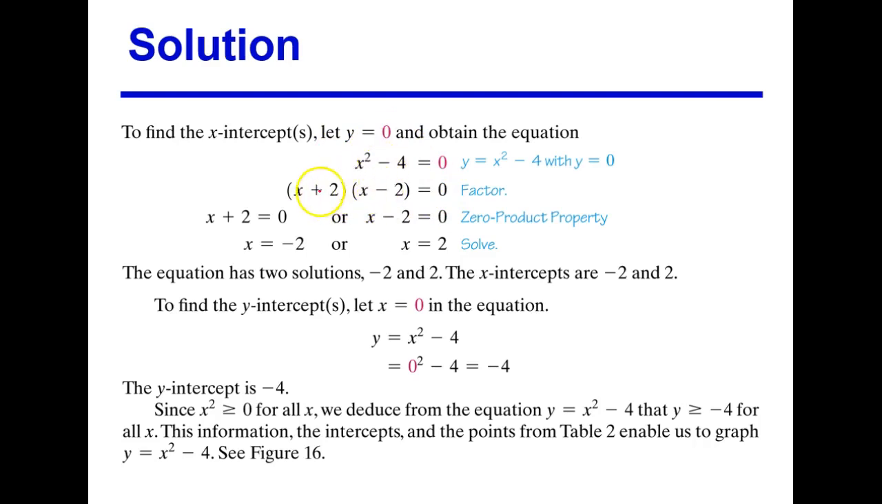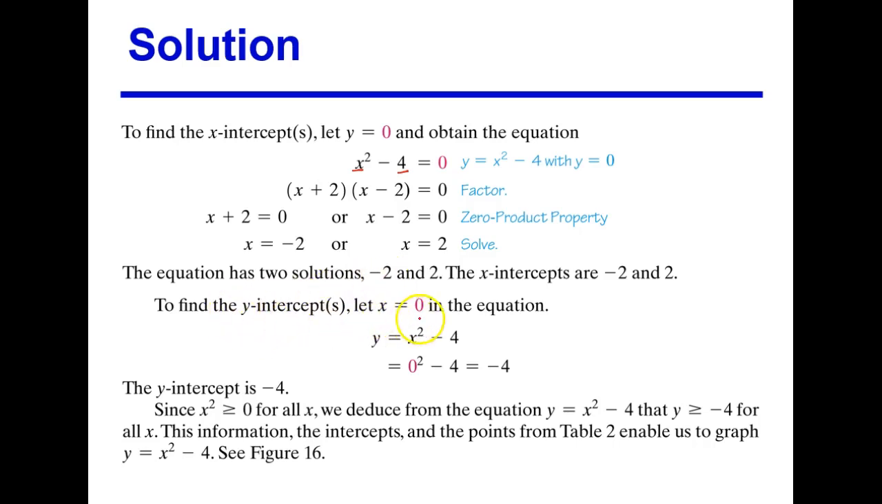Since I know that this is a quadratic, I look and I factor it. This would be the difference of two squares because I know the square root of x squared and I know the square root of 4. And I'm subtracting, so the difference of two squares factors this out. Then I use my zero product property, which sets each piece equal to 0, and then I solve for both. So I know I have two x-intercepts here at -2 and +2.